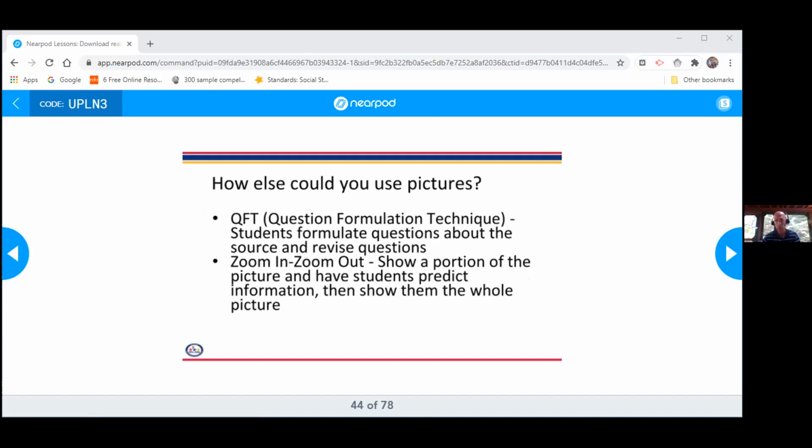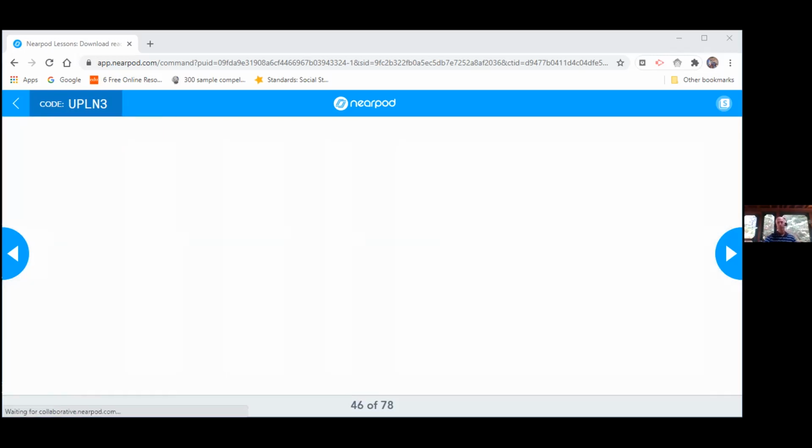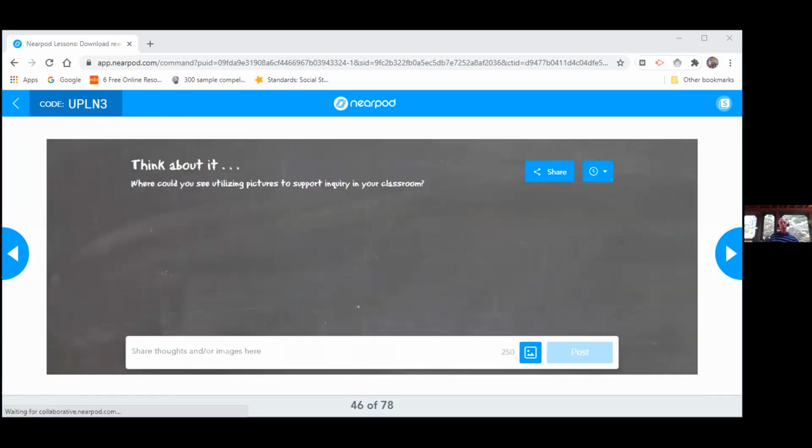So think about, where could you see utilizing pictures to support inquiry in your classroom? So what do you think? Where could you see utilizing inquiry, these picture inquiry in your classroom?